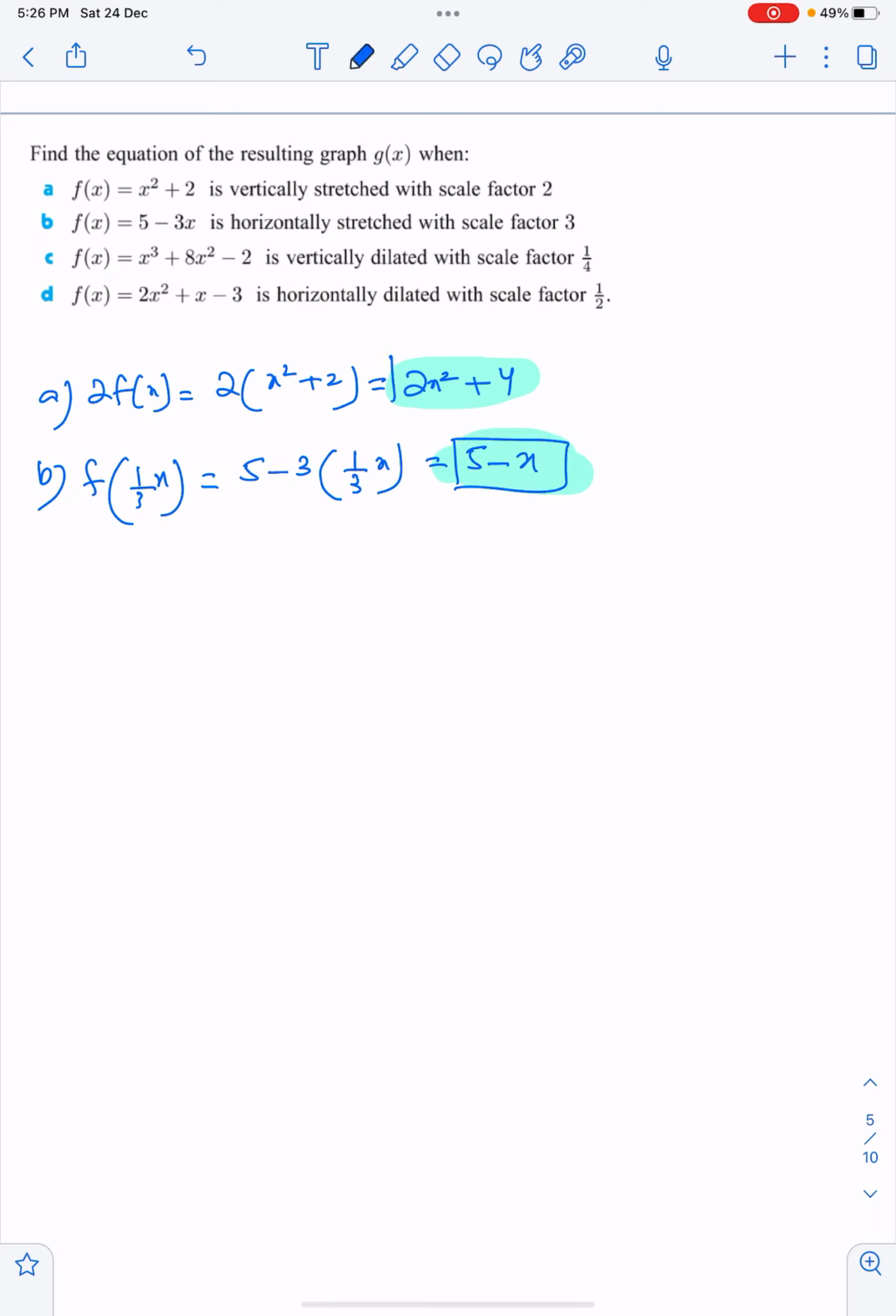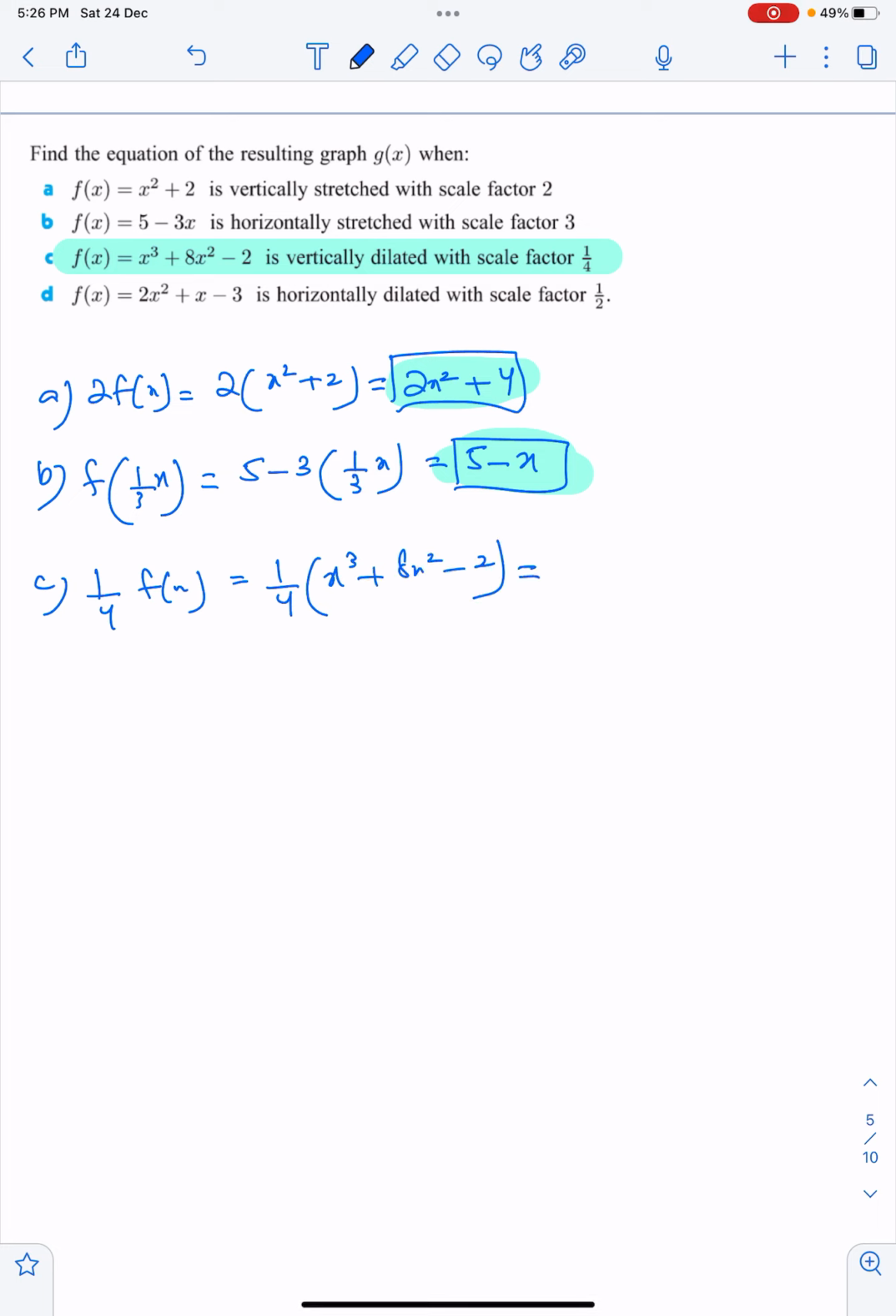Okay. Moving on to the third one, the C part. It says f of x equals to this is vertically dilated with scale factor 1 upon 4. Vertical dilation of scale factor 1 upon 4, meaning you have to multiply f of x by 1 upon 4. So, it is going to be 1 upon 4 times the equation, which is x cube plus 8x square minus 2. When you multiply all the terms by 1 upon 4, it will become 1 upon 4 x cube plus 2x square minus 1 upon 2.